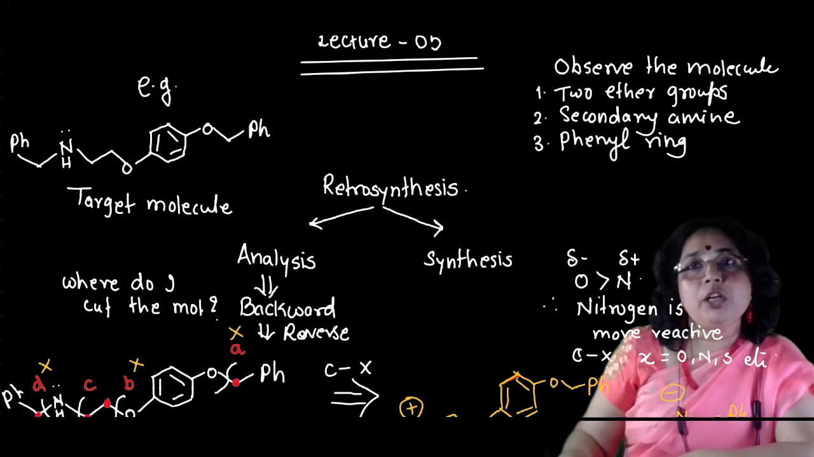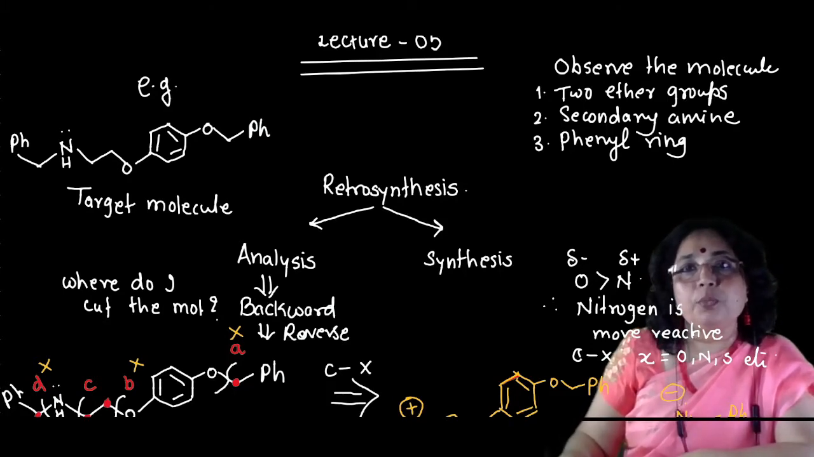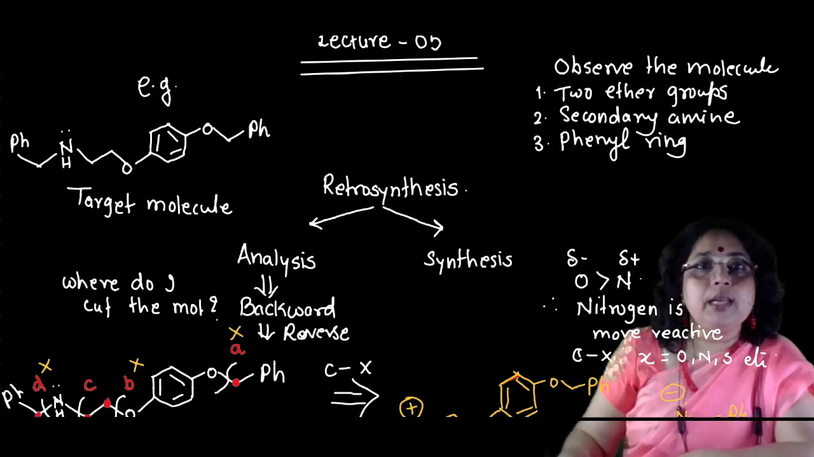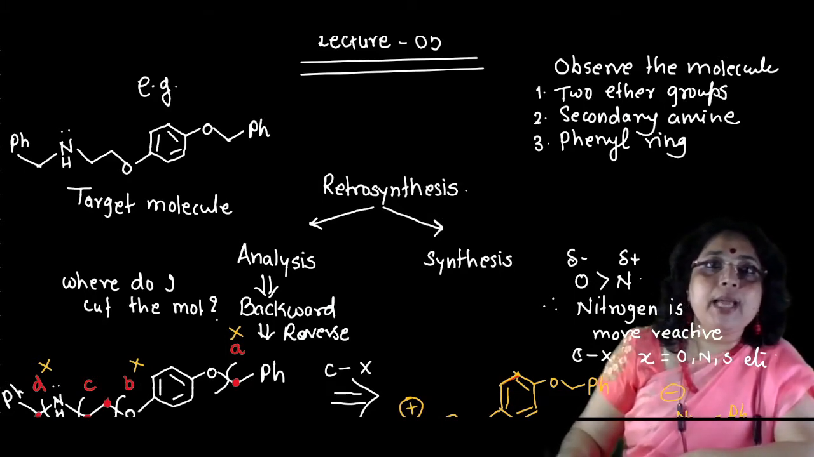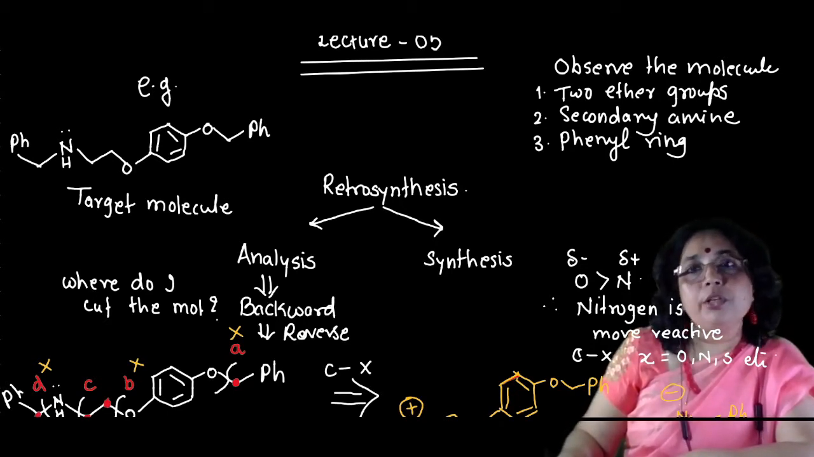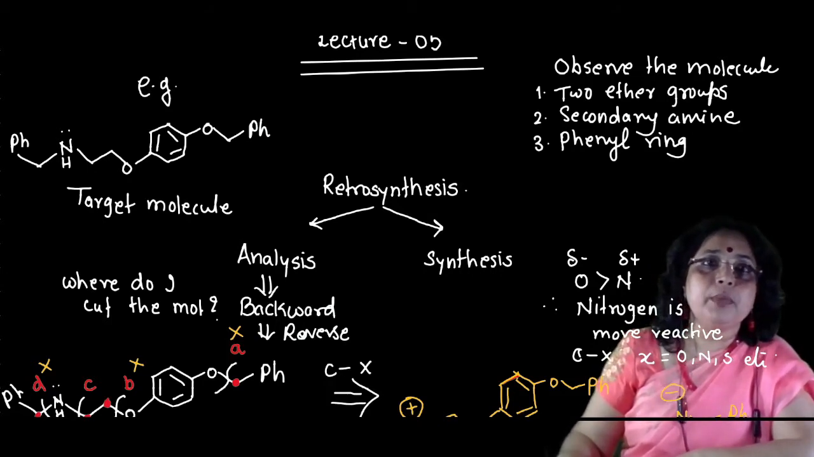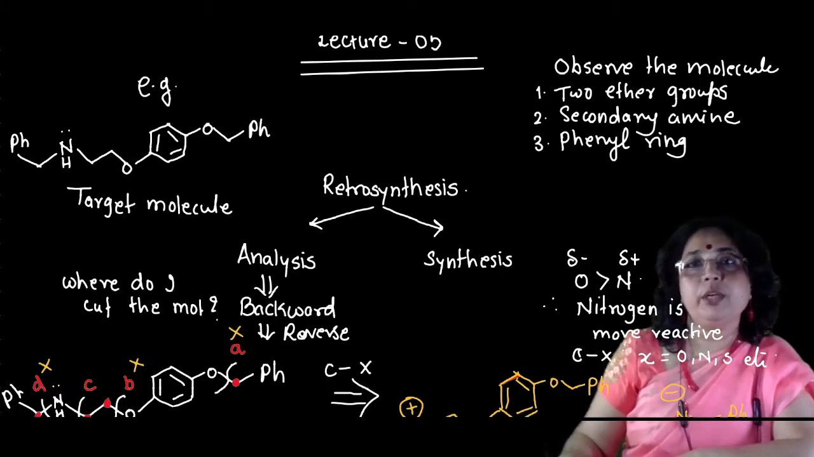Now after observation, you can see that there are two ether groups which are present. So this is the first ether group and this is your another ether group. And this secondary amine is the another functional group which is present over here. And here you can see that there are three phenyl groups. But this middle one where the two functional groups are attached, this phenyl group or phenyl ring plays an important role in this retrosynthetic analysis. So we are not considering these two phenyl groups, but the central one we are considering over here.